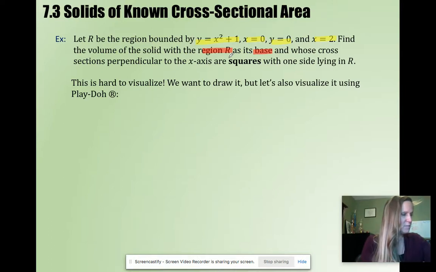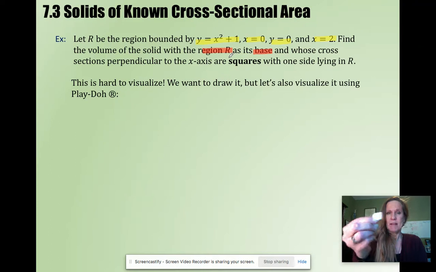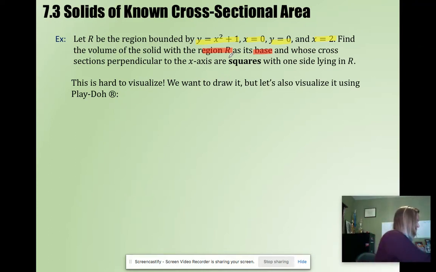And then I'm going to put a smaller square, and then I'm going to put a bigger square. And I could do this an infinite amount of times. Well, physically, I guess I couldn't do it an infinite amount of times. But what I'm doing here is I'm just shimmying in those squares into the Play-Doh.